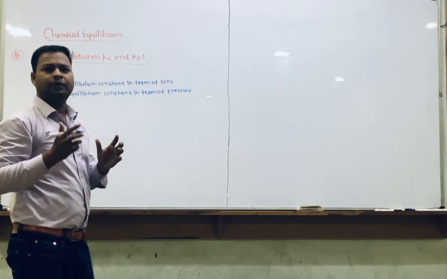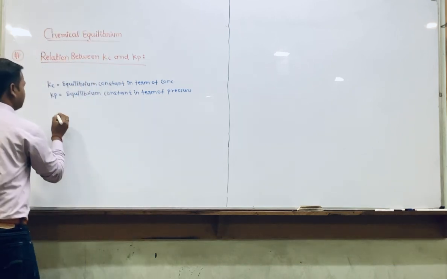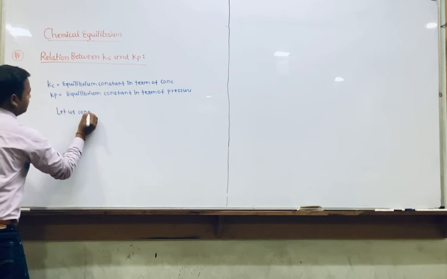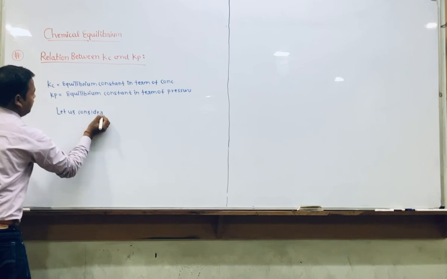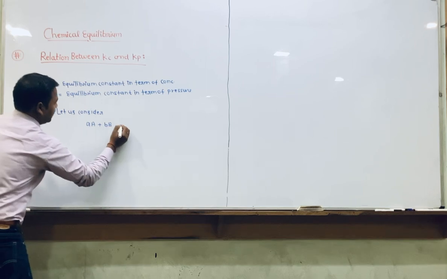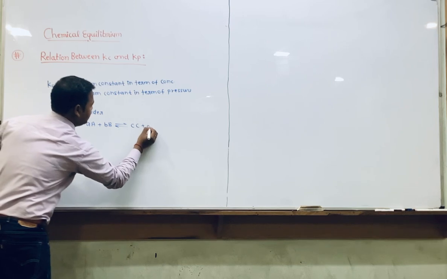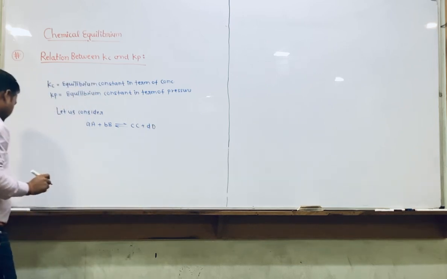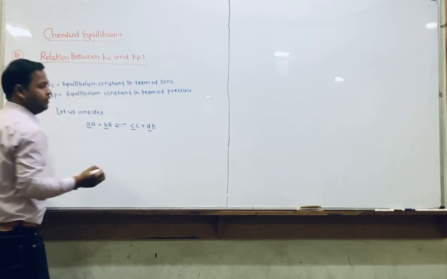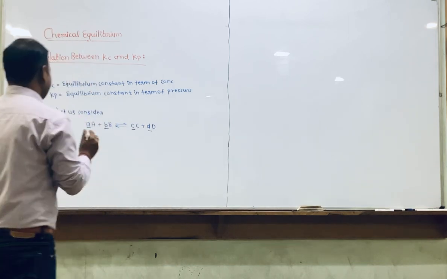To find out the relation between Kp and Kc, let us assume an equation. aA plus bB, with a reversible sign, forms cC plus dD, where small a, small b, small c and small d are the numbers of moles. After that we are discussing Kc.